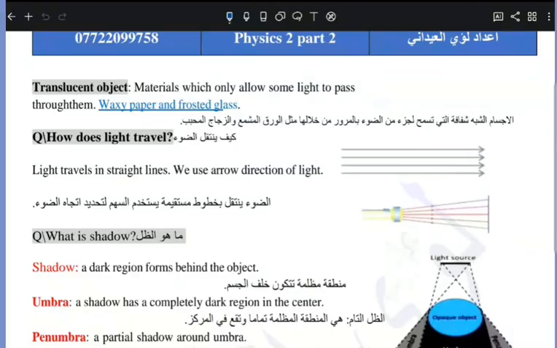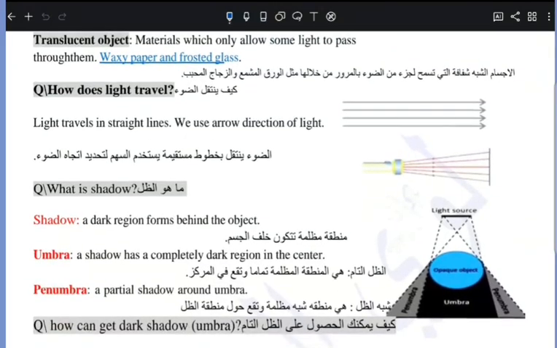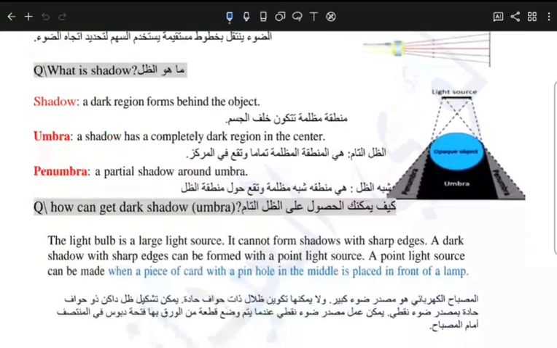How does light travel? Light travels in straight lines. We use arrows for their direction. What is a shadow? A shadow is a dark region which forms behind the object.